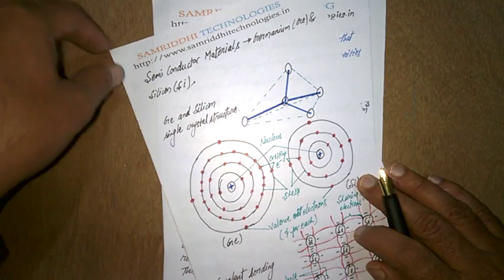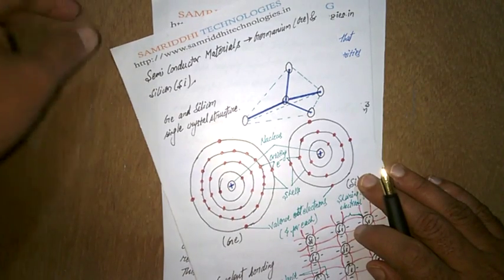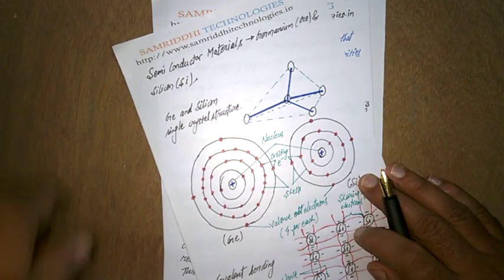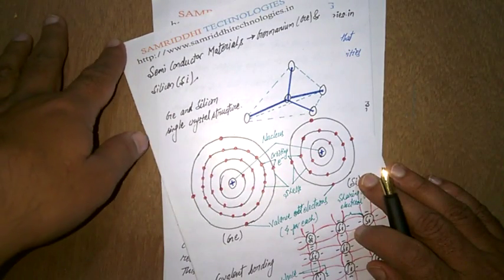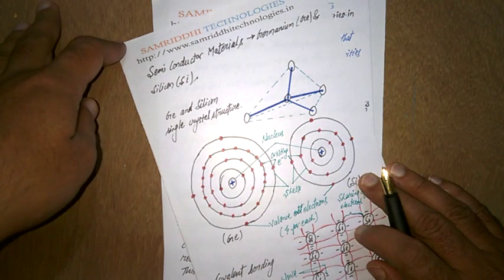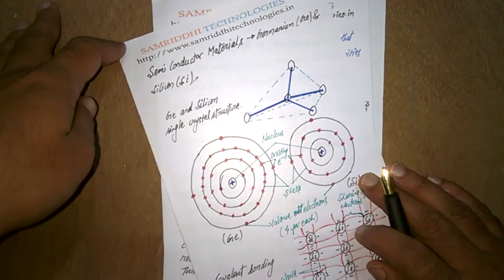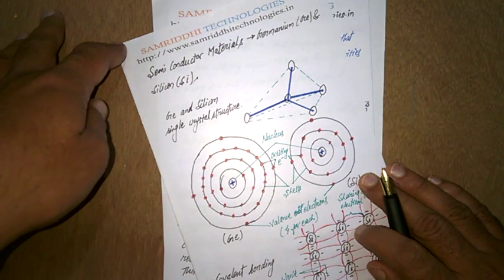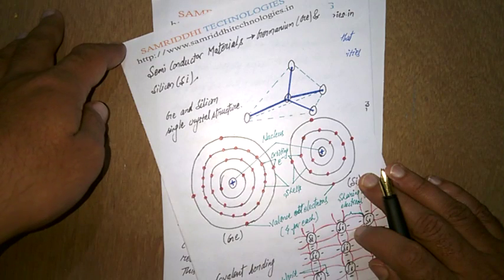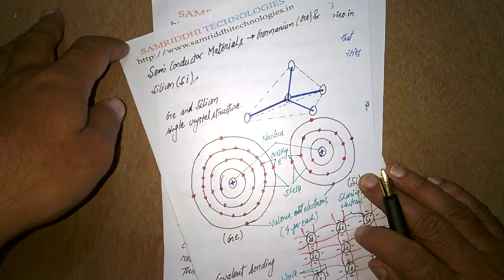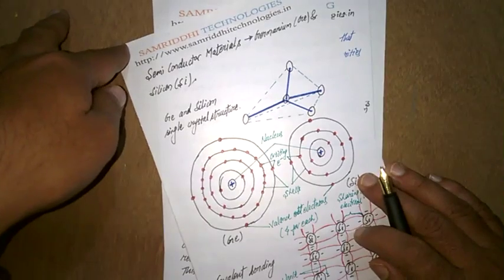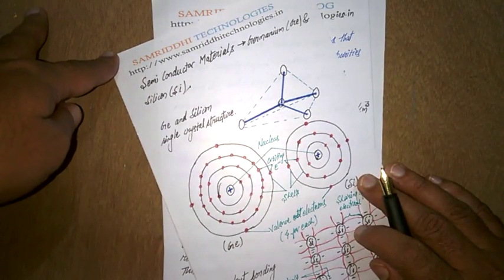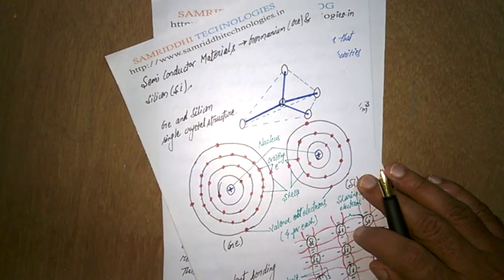Now first, let us know why these two semiconductors are most widely used. The reason behind this is that these semiconductors can be purified to a very high purity level, near about 1 part in 10 billion, meaning 1 part impurity in 10 billion parts. That level of purity can be achieved in germanium and silicon.